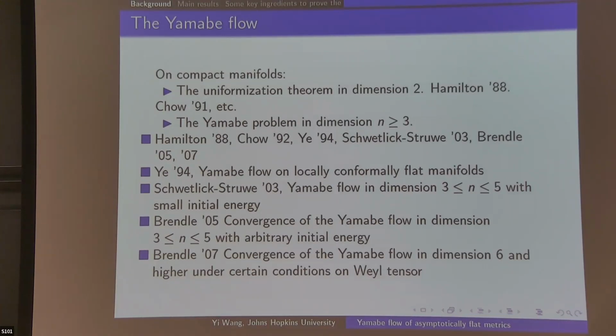Okay, so after that, Schwetlick and Struwe in 2003 proved the convergence of Yamabe flow between dimensions 3 and 5, under the condition that the initial energy is small. And Brendle in 2005 removed this small initial energy condition. So the flow always converges for lower dimensions.